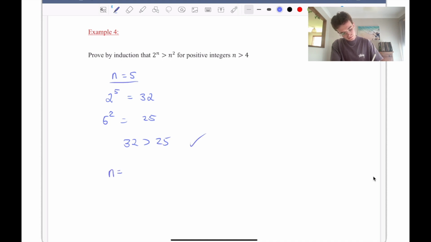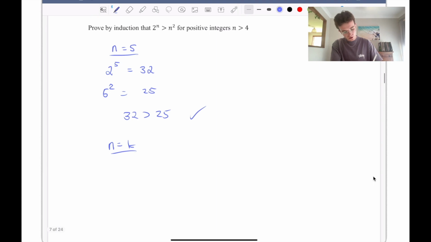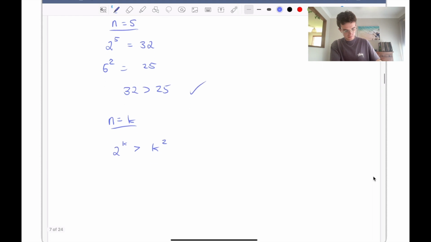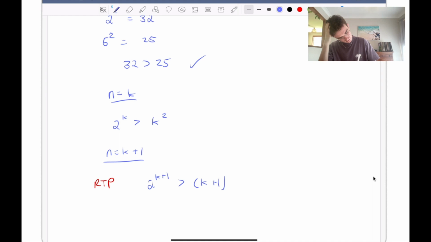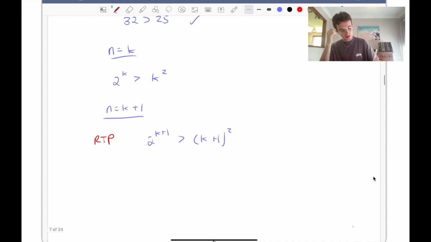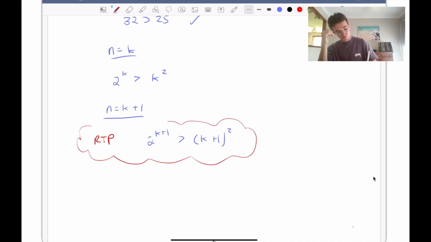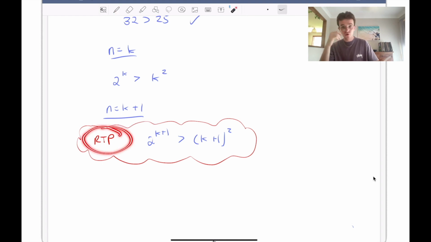n equals k is the next thing we're after. We're going to assume that 2 to the power of k is greater than k squared. Okay, n equals k plus 1. We're required to prove that 2 to the power of k plus 1 is greater than (k plus 1) squared. Again, remember, we can't assume that this is true at all. We're required to prove it. A lot of people will say required to prove, or like a goal or something.